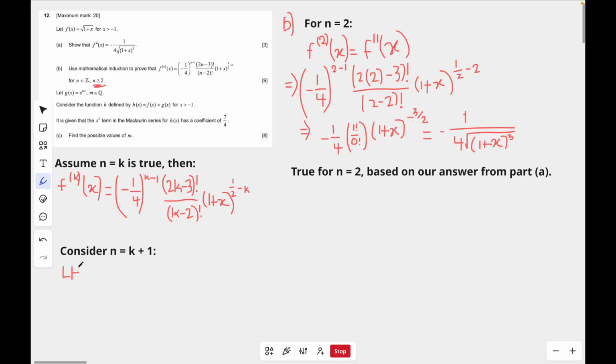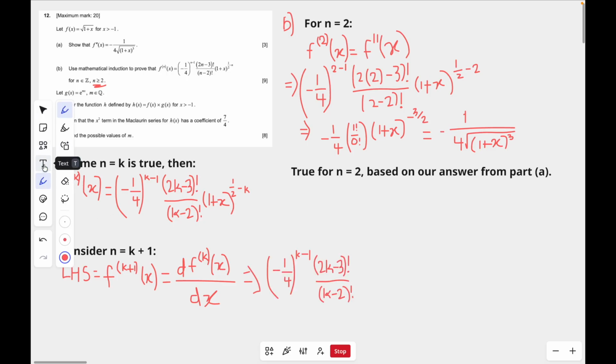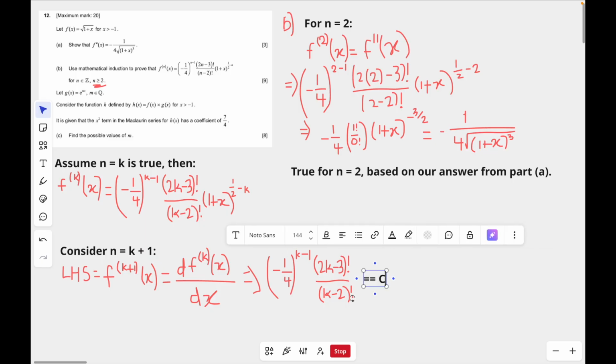So if we evaluate the left-hand side of the equation, we have to find the k plus 1 derivative of f of x, which is basically the same thing as differentiating the kth derivative of f of x one extra time. This means we can represent the left-hand side of the formula as differentiating the kth derivative of f of x with respect to x. We know from when we let n equals k what the kth derivative of f of x is, so we can use that to differentiate it one extra time.